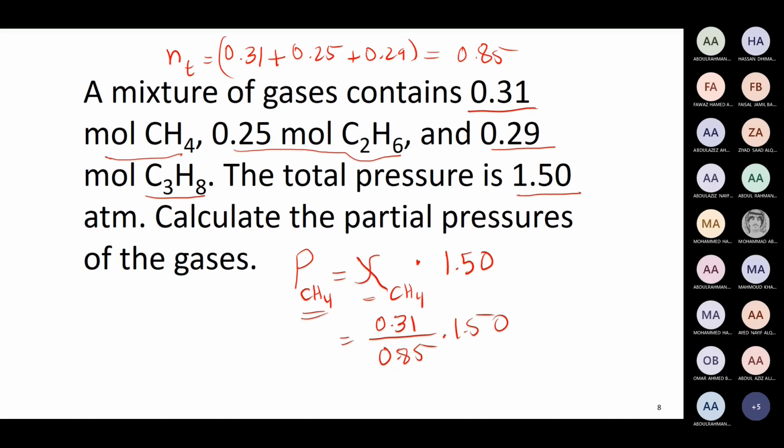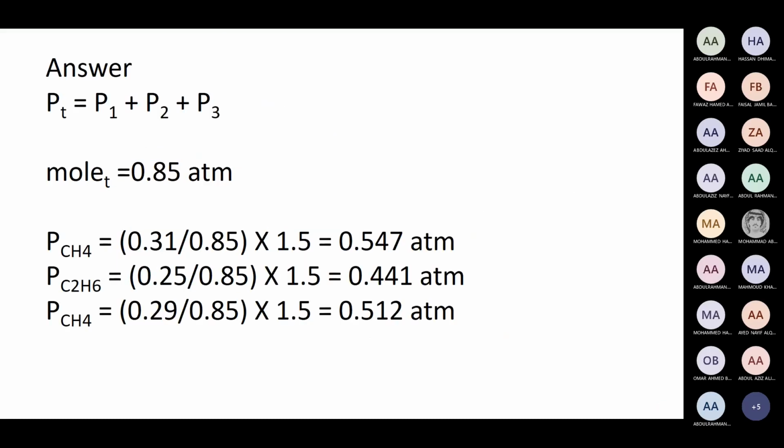What's the answer? It's 0.547. Yeah, exactly. What's the pressure of C2H6? Quickly. It's 0.441. Okay, and these are the correct answers. You can see them, it's already written there, but I just want you to calculate it.